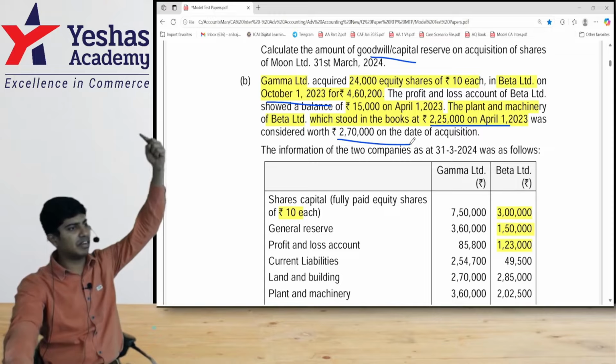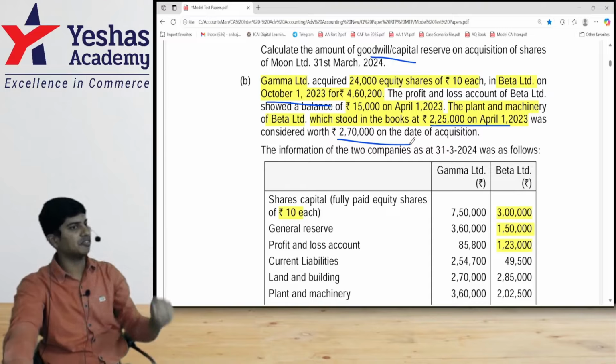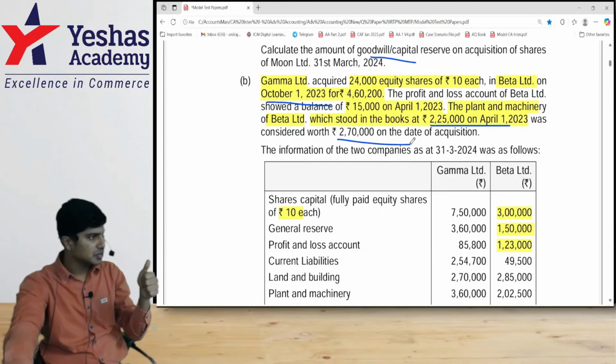Remember, 1st of April, 2,25,000. Depreciate for 6 months. Rate we don't know. So whatever value comes, that will be revalued to 270. Then depreciate for the remaining 6 months. That is the consolidation. Everyone understood?